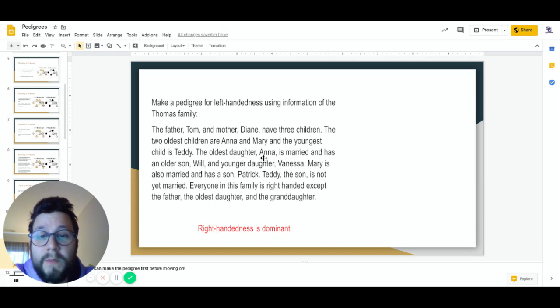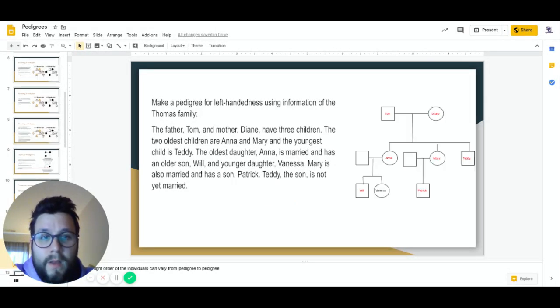The oldest daughter, Anna, is married and has an older son, Will. So you have to give her a marriage connection and then a square for her son and a circle for her daughter. Mary is also married and has a son, Patrick. Teddy, the son, is not yet married. Everyone in the family is right-handed except the father, the oldest daughter, and the granddaughter. And they're telling us that right-handedness is dominant.